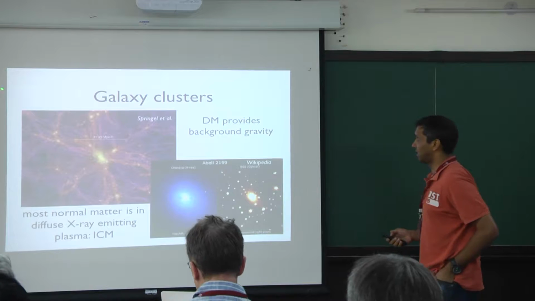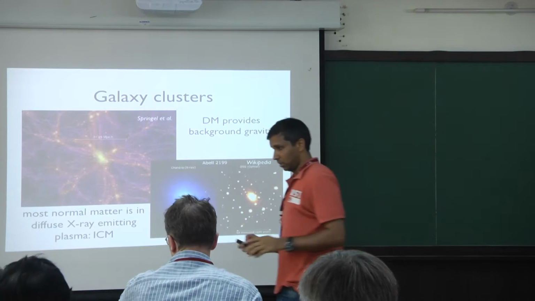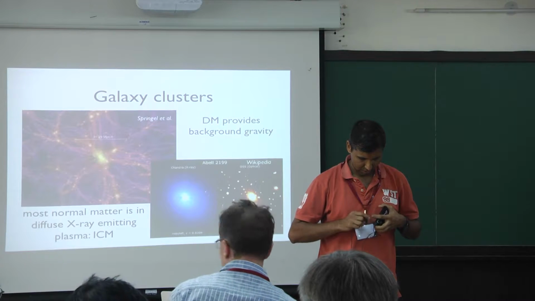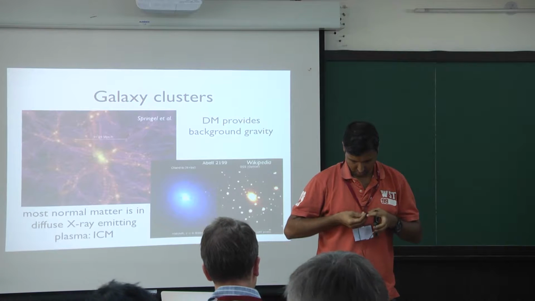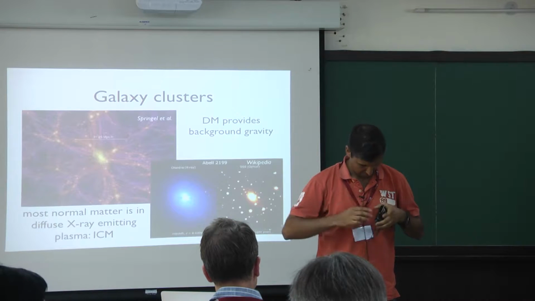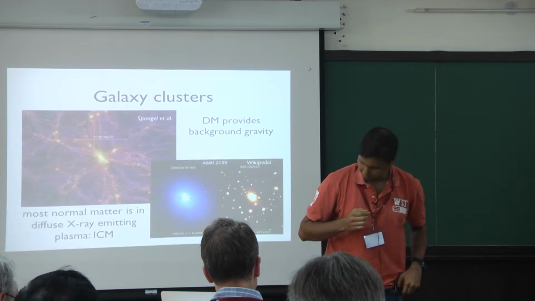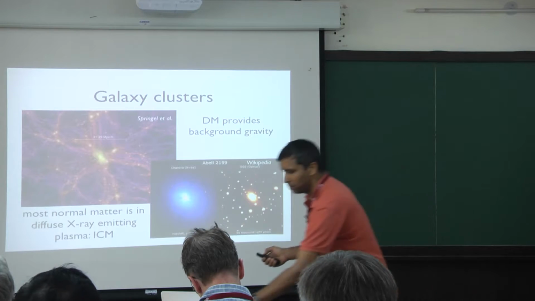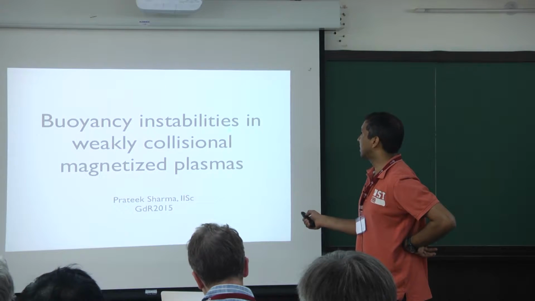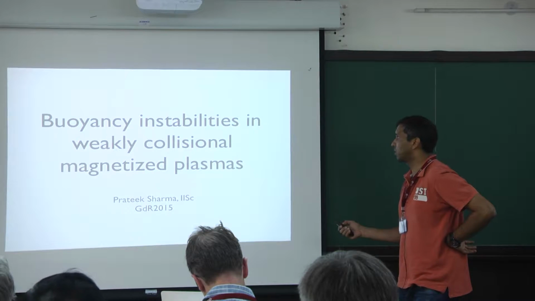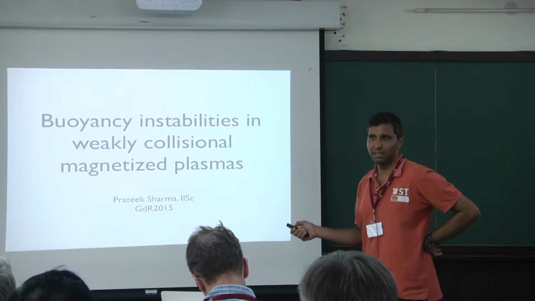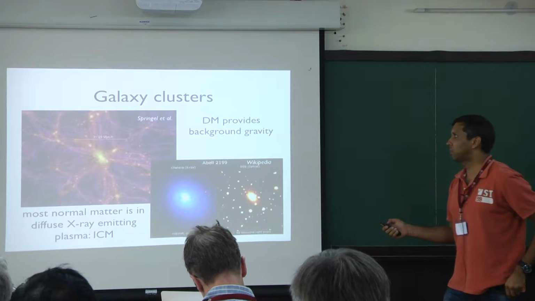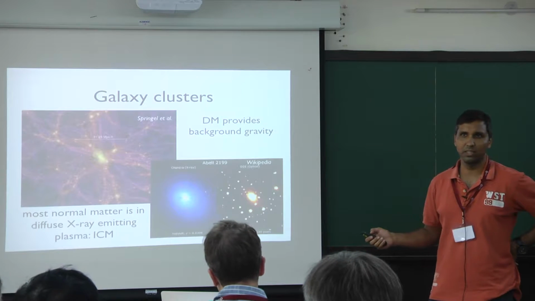Okay, so to set the stage of what I'm talking about, basically I'll be talking about buoyancy instabilities in weakly collisional magnetized plasmas which occur in galaxy clusters. And galaxy clusters are probably the largest gravitationally bound structures in the universe.